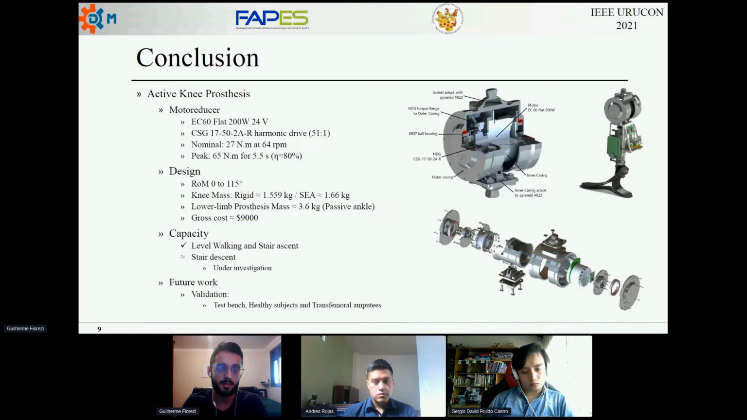And the next steps are to manufacture the prosthesis and to develop the prosthesis control software itself that will be responsible for generating the movement for the prosthesis, and then we will be capable of doing tests on benches, on healthy subjects, and later on transfemoral amputees to validate the work that we did here.